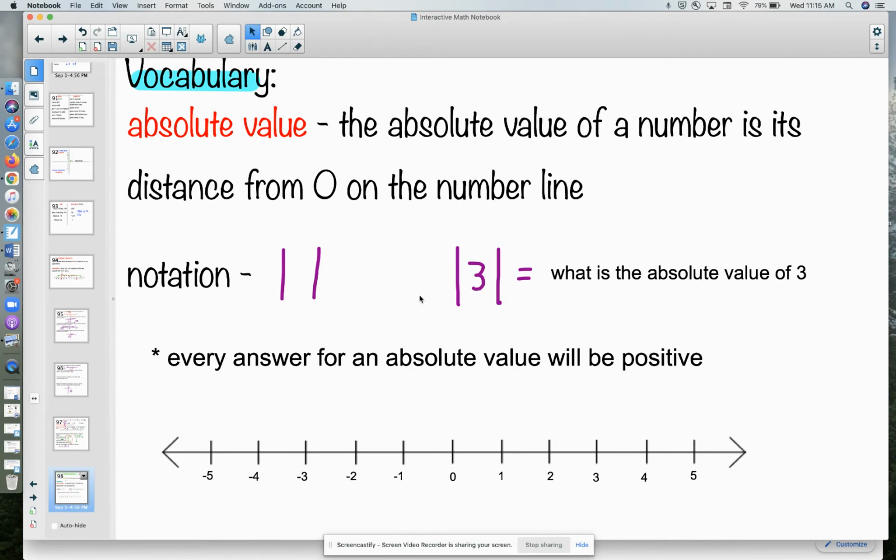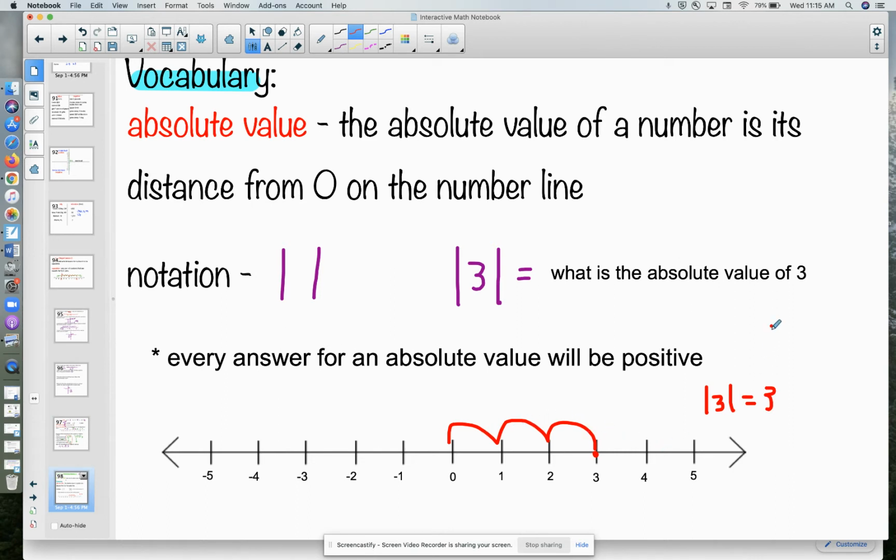Okay, so if I put the 3 inside this notation, what that means is what is the absolute value of 3? Every answer for an absolute value will be positive. So for example, the absolute value of 3, okay, so here's 3 right here. It means the distance from 0 on the number line. 1, 2, 3. So the absolute value of 3 is 3. It is 3 units away from 0, right?